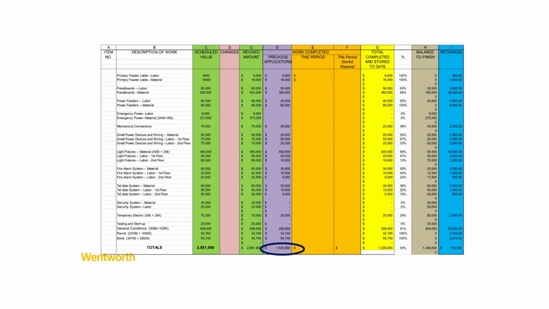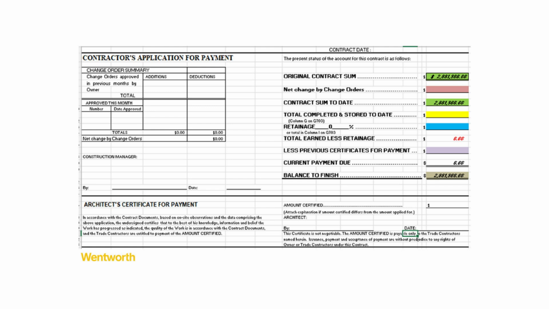The purple cell labeled Less Previous Applications is used to record the amount that's already been paid from earlier pay applications. If this is application number 1, leave this section blank. In future months, this is where you'll subtract the total of all prior certified payments to calculate the current amount due. On the cover sheet, the Less Previous Applications amount is entered in the purple cell.